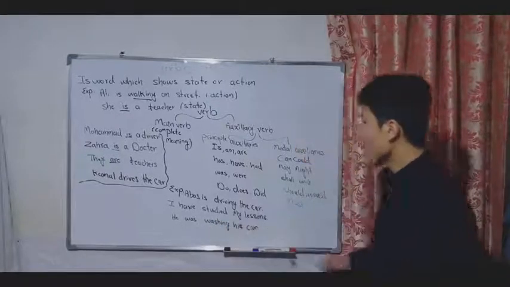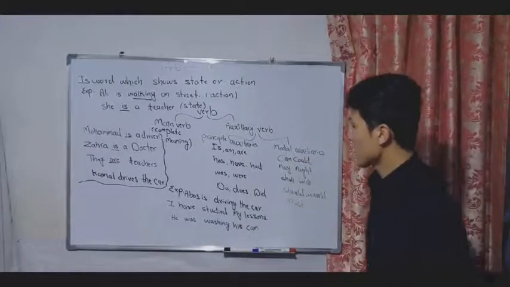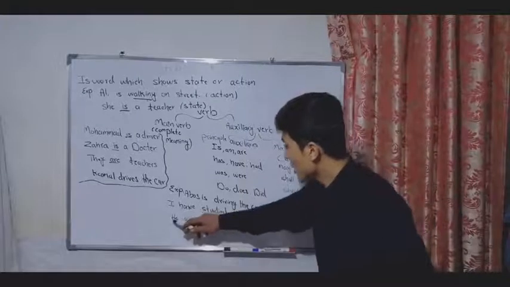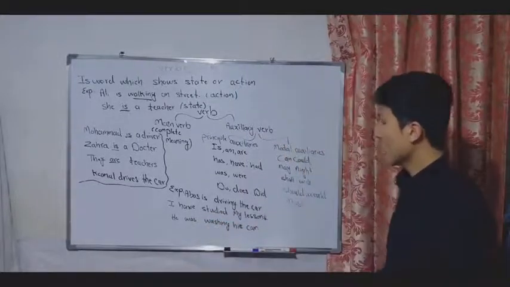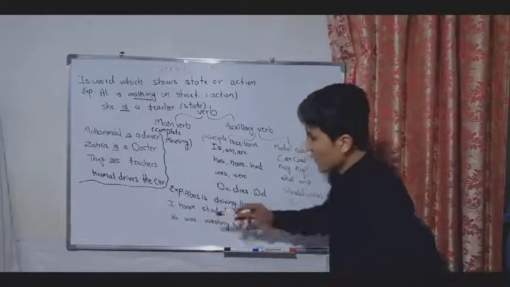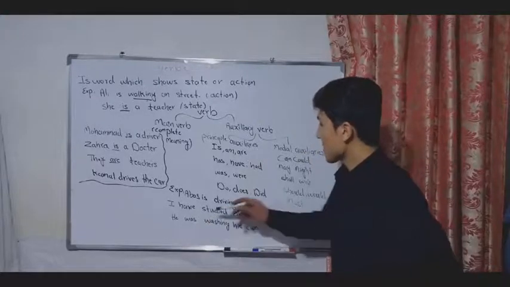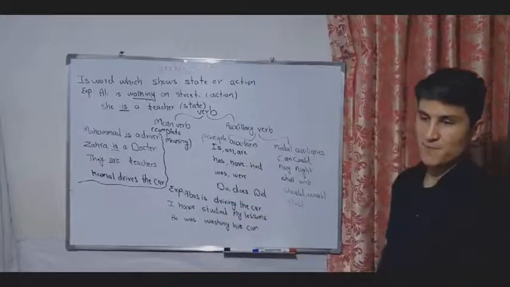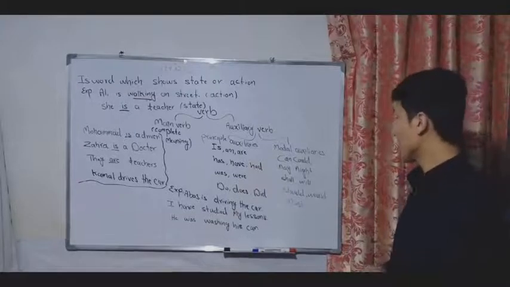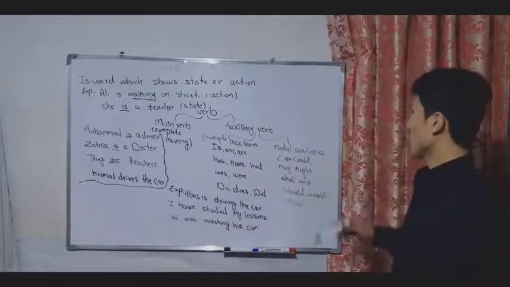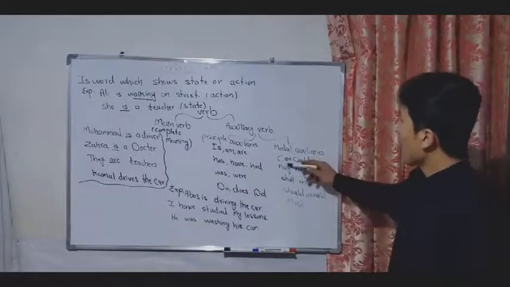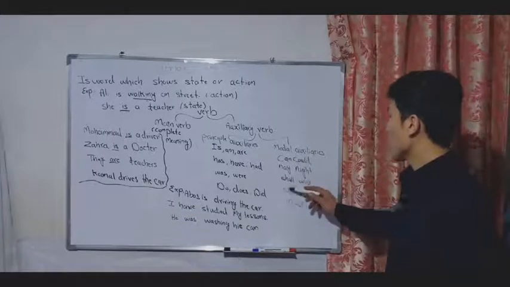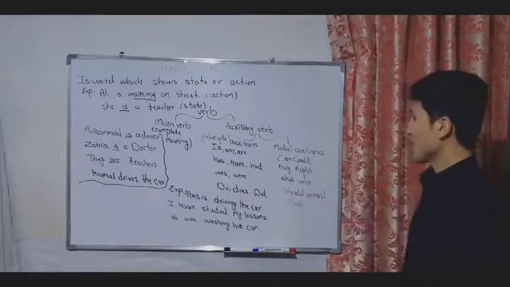He was washing his car. In this sentence, the word was shows for us that this sentence is in past continuous tense and it does not have any meaning. Modal auxiliaries: there are can, could, may, might, shall, will, should, would, must.